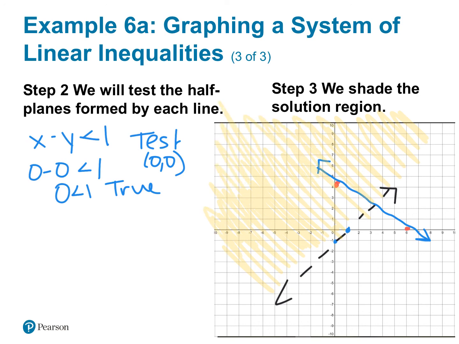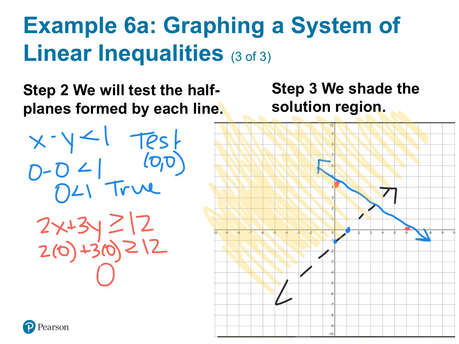And now let's test the blue line. That was 2x plus 3y is greater than or equal to 12. And we're also going to test 0, 0 because that does not fall on the line. So that's just 0 plus 0, which is 0, is greater than or equal to 12. Is that true? No, that is false. So therefore, I should not include 0, 0. So that 0, 0 should not be included this time.